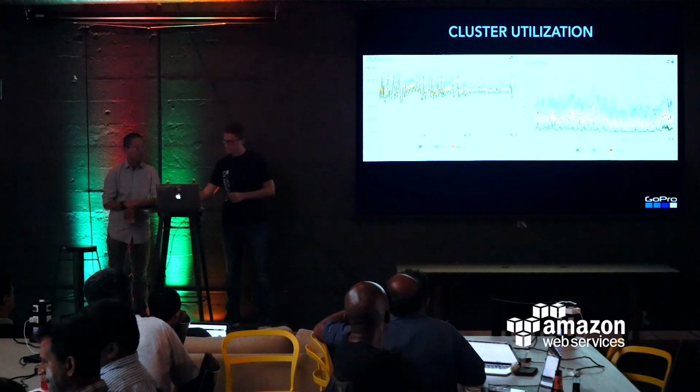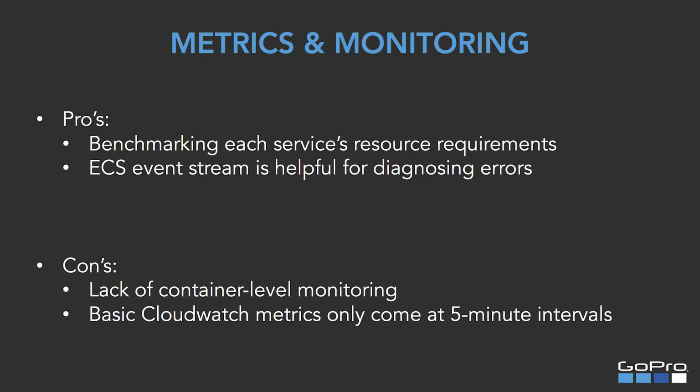A little bit about metrics and monitoring in ECS. Things the team likes about it: benchmarking each service's resource requirements is quite easy, like I mentioned. And we also like the ECS event stream. That's really helpful for monitoring the sort of task placement errors and that kind of thing that you'll see in real-life operations on the cluster.